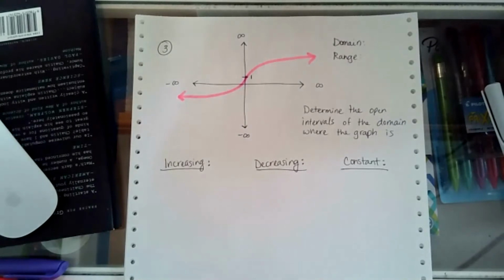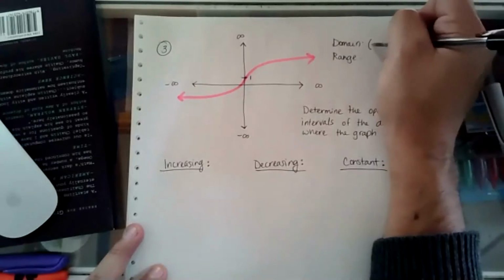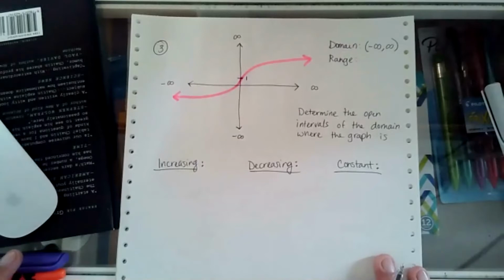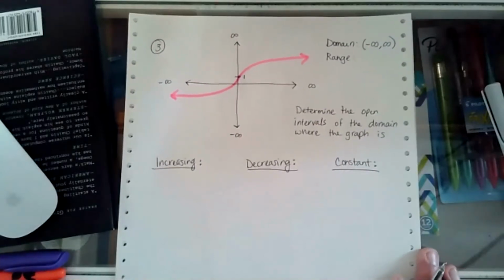So can anybody tell me what the domain and range of this graph are? I would say negative infinity and positive infinity. For the domain, right? Is that right? Yeah, that's correct. And the range?